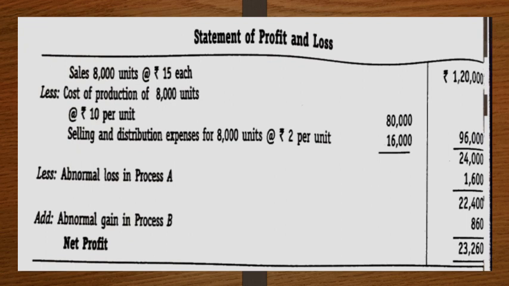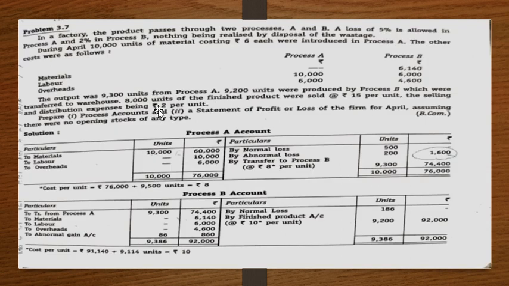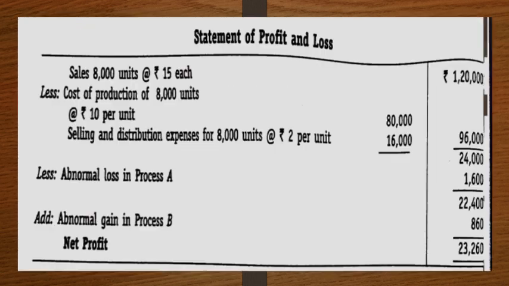Then in the question they have stated selling and distribution expenses being rupees 2 per unit. So how many units are you selling? 8,000 units. For these units, rupees 2 per unit is the cost. So 8,000 into 2 will give you 16,000. So the total cost is 80,000 plus 16,000, which gives you 96,000. So your sales 1,20,000 minus 96,000 of the cost will give you the balance 24,000.